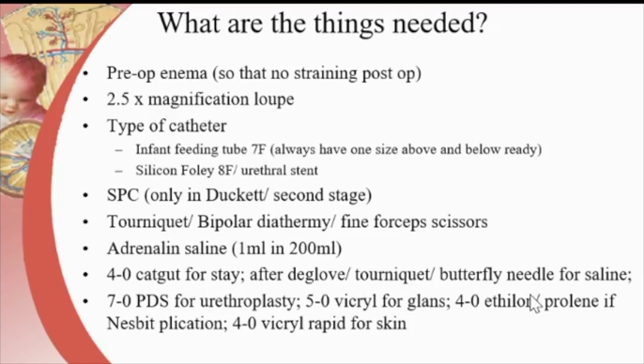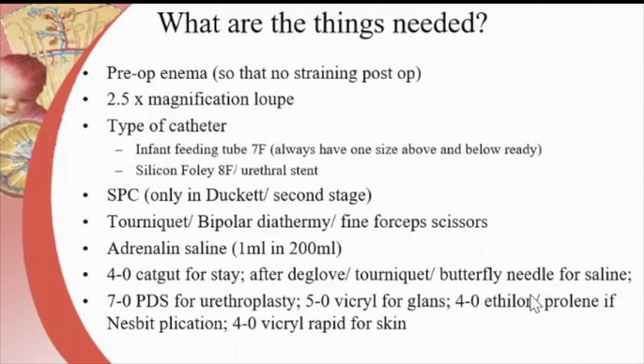Then 2.5 times magnification loupe is what I use. The types of catheter can be an infant feeding tube, usually 7 French, but I always ask my scrub nurse to have one size above and below ready. Then silicone Foley 8 French can be used. These are all for a 1-year-old patient, obviously. And then some people use a urethral stent. I don't particularly use a urethral stent. I either use a silicone Foley in a distal hypospadias or an infant feeding tube in a proximal hypospadias.